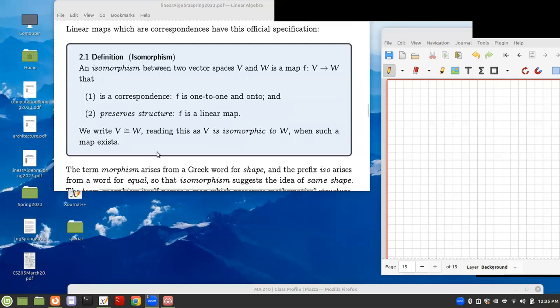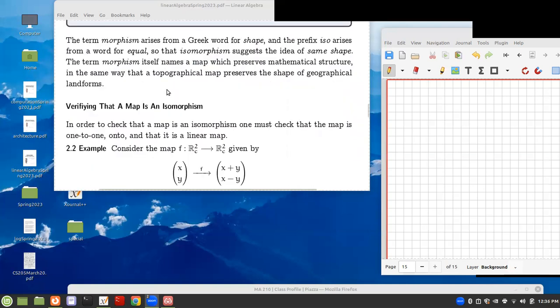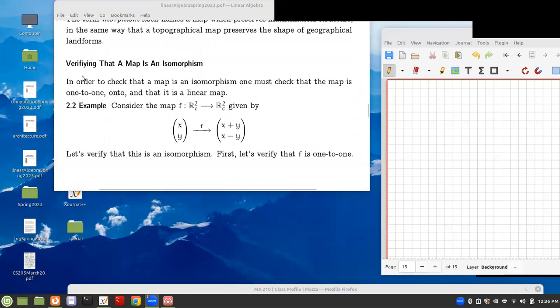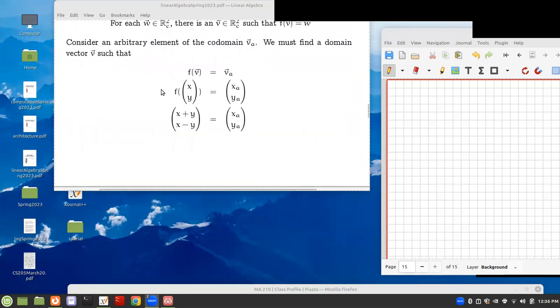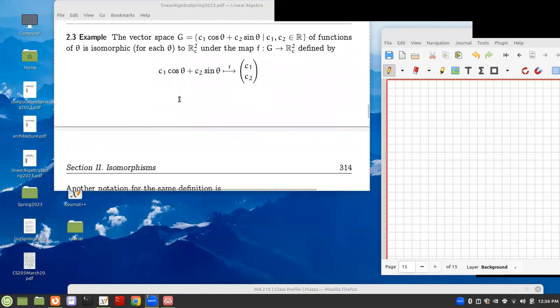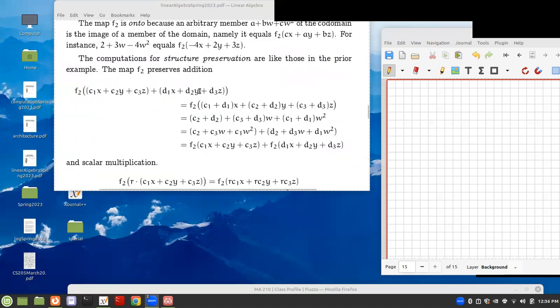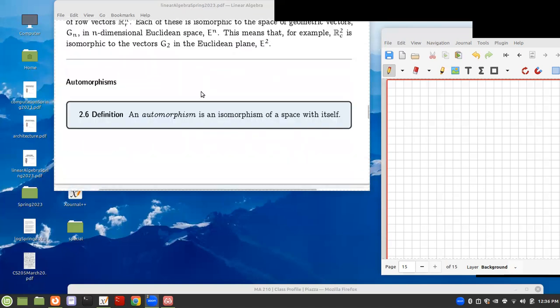Now, we're going to say that two vector spaces are isomorphic if there's an isomorphism between the two spaces. Isomorphisms essentially characterize vector spaces that are identical. So one problem is to verify that a map is an isomorphism. But the second stage, which is what we want to focus on, is some of the consequences. A special case of an isomorphism is an automorphism.